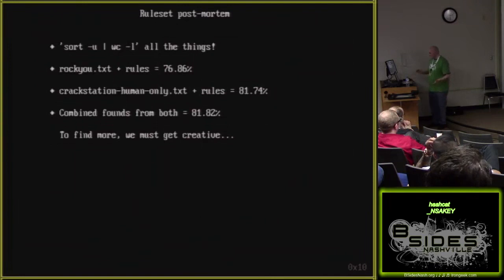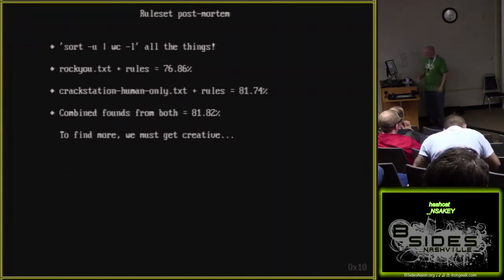All right. I basically just did sort -u and did the word count. I got 76.87% with just the RockYou stuff, and 81.74% with CrackStation Human only. After combining that, you could see I really get into where it doesn't really benefit me much. I only had a tenth of a point, you might as well say, in terms of a bump.